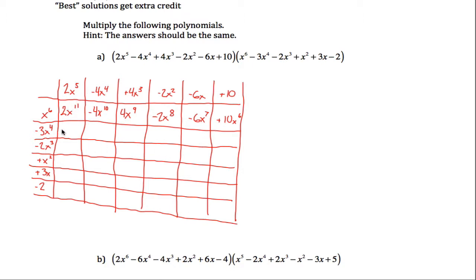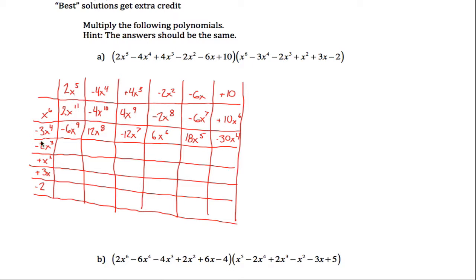3 times negative 2 is negative 6x to the 9th. Negative 3 times negative 4 gives you positive 12x to the 8th. Negative 3 times positive 4 gives you negative 12x to the 7th. Negative 3 times negative 2 gives you positive 6x to the 6th. Negative 3 times negative 6 gives you positive 18x to the 5th. And negative 3 times 10 gives you negative 30x to the 4th.